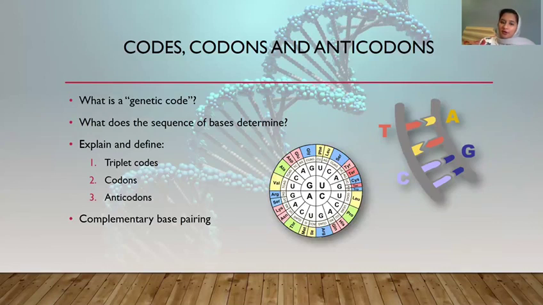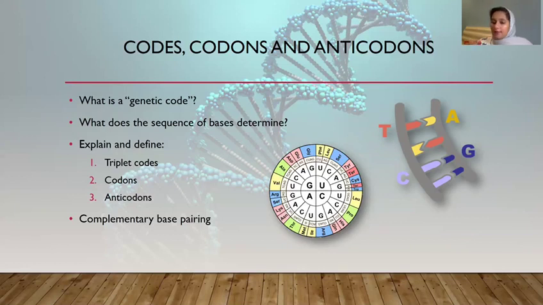Now, triplet codes, codons and anticodons. Basically, the sequence of bases along DNA molecules is called the genetic code, and this sequence ultimately determines the sequence of amino acids from which polypeptides are constructed. So the sequence of bases in the DNA molecule is transcribed to a complementary sequence of bases in the messenger RNA. DNA codes are referred to as triplet codes, and those in mRNA are called codons. So in DNA, they are known as triplet codes, and in messenger RNA or mRNA, they are known as codons.